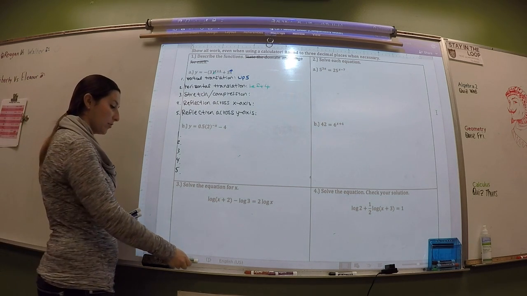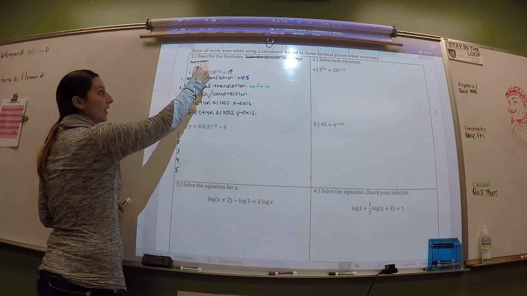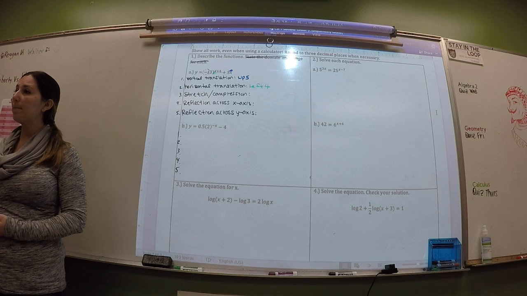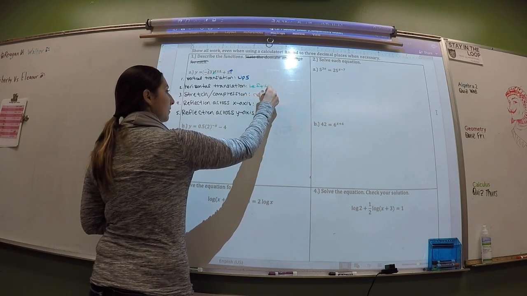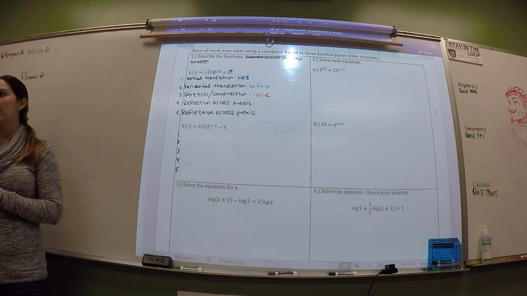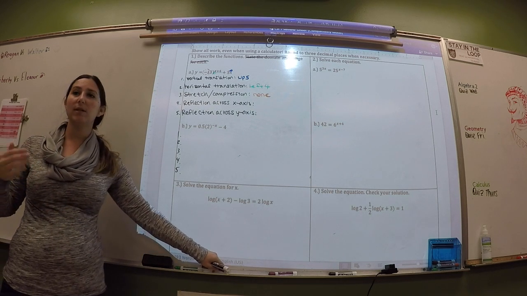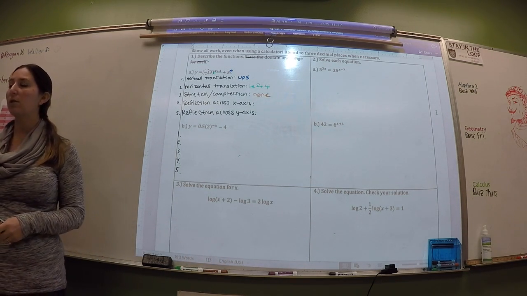A stretch or compression would happen if there was a number here. There's not a number there. There's just like a negative sign. So there's no stretch or compression. If there was a 2 there, that would be a stretch. If there was a 1/2 there, it would be a compression. So anything in between 0 and 1 is a compression. Anything bigger than 1 is a stretch.